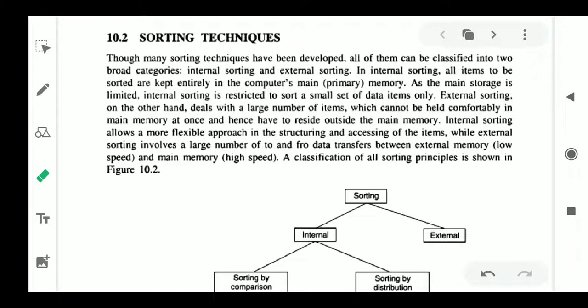On the other hand, we can understand what external sorting is. External sorting means outside the main memory. If elements are sorted outside the main memory, then it is called external sorting. So this is the difference between internal sorting and external sorting. Internal sorting means elements get sorted in the computer's main memory. External sorting means elements get sorted outside the main memory.